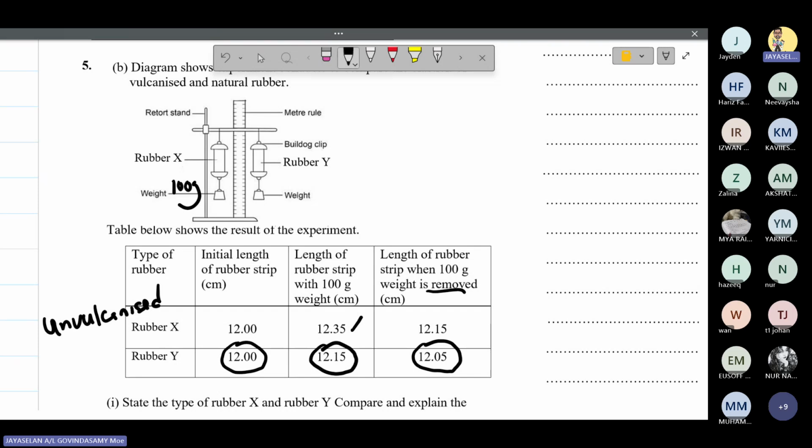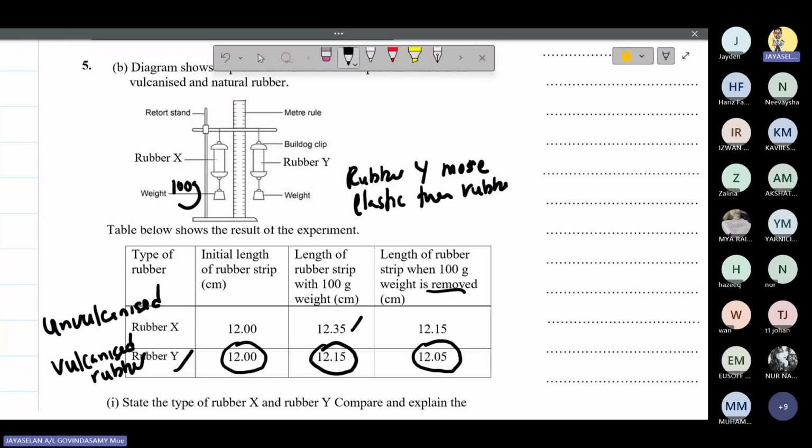Ini kita buat dekat laboratory, right? So kita buat sekejap je rendam. So that means this is called what rubber? Vulcanized rubber. Because it's able to return to its original length after the weight is removed. The extension is very small. So this rubber more elastic. So rubber Y is more elastic than rubber X. So ini kalau ditanya dalam exam lah.